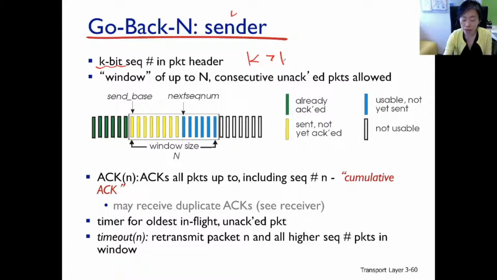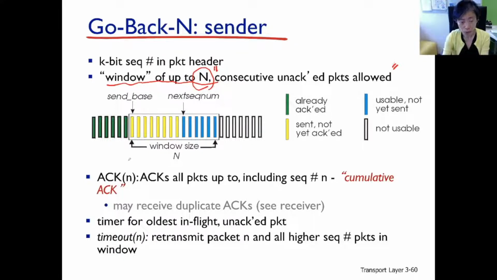Now, having k bits in the packet header as the sequence number field, you see the sequence number can range from 0 all the way to 2 to the power of k minus 1. And next, in Go-Back-N, or generally the pipelined RDT, we have this thing called a sending window. The sending window is usually associated with a limit, we call it N, or the sending window size. N here limits the number of unacked packets allowed. In Go-Back-N, this is the number of consecutive unacked packets allowed.